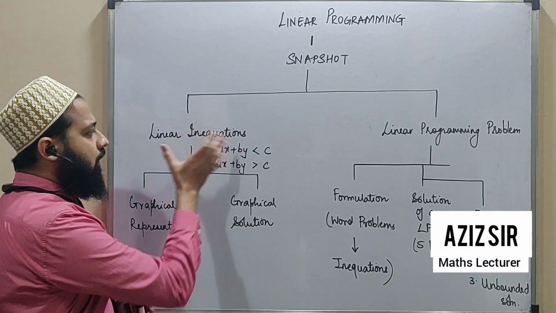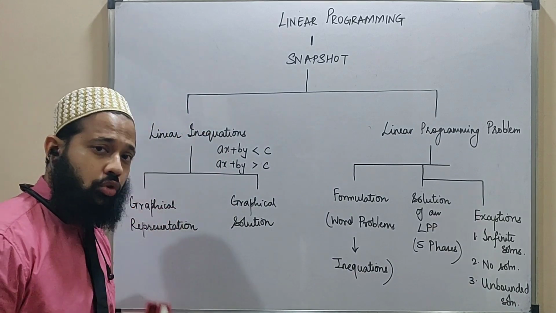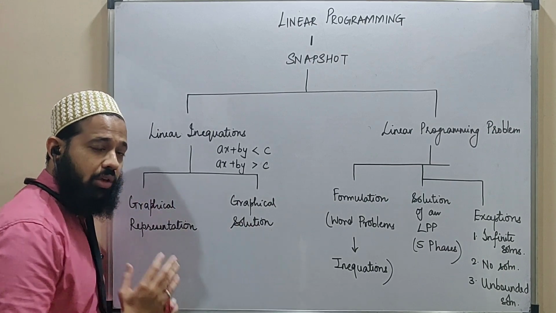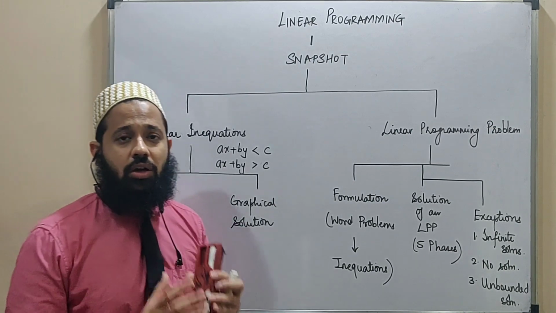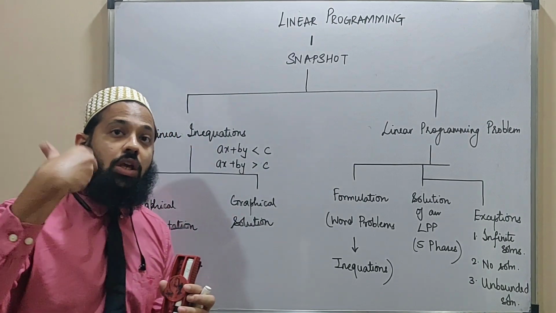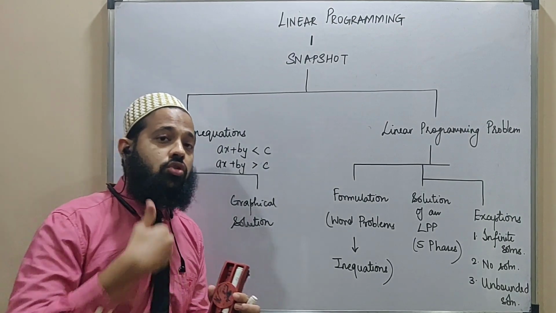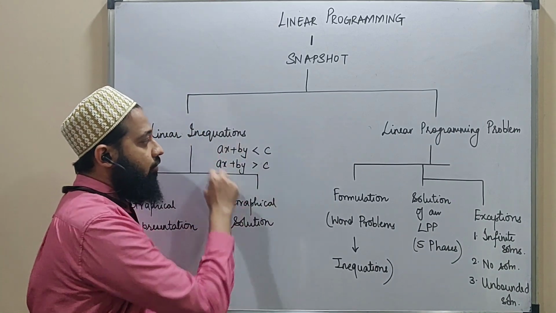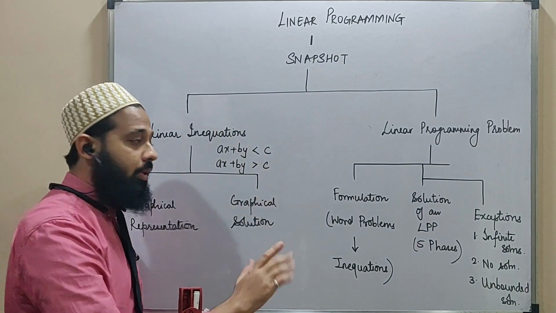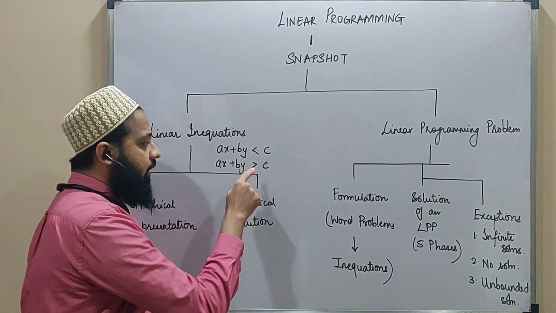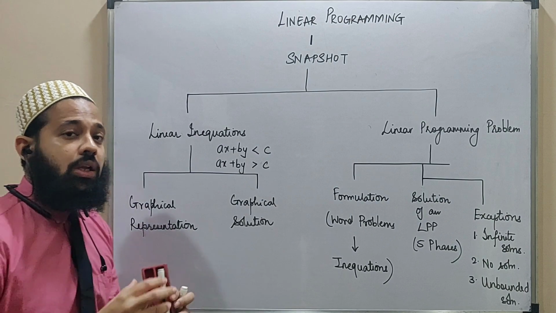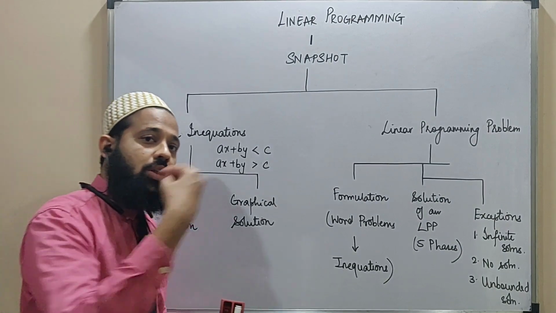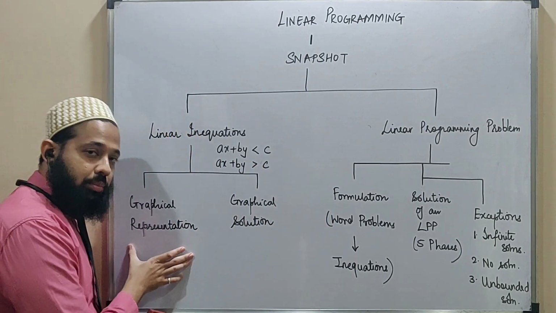Within linear inequations we again have two parts to study. Number 1, graphical representation. Number 2, graphical solution. Now understand that earlier you had linear equations, so you used to solve them graphically, right? An expression of this particular form, where the equal to sign has now been replaced with a less than sign or a greater than sign, will be termed as a linear inequality. How is it represented on the graph? That will be the graphical representation.